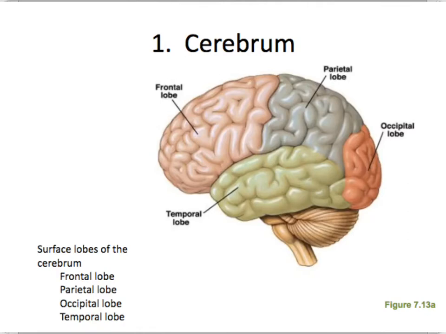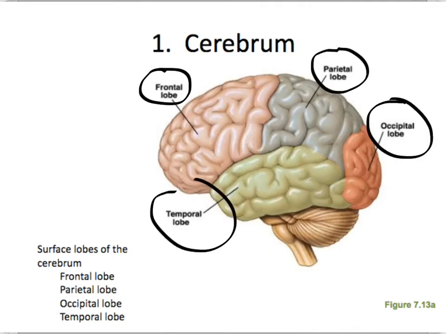The cerebrum has 4 lobes, which correspond to the skull bone that they lie under. Those 4 lobes of the cerebrum are the frontal lobe, the parietal lobe, the occipital lobe, and the temporal lobe.